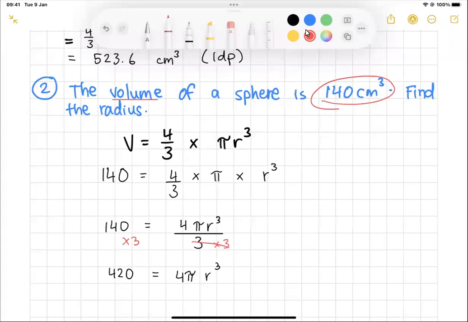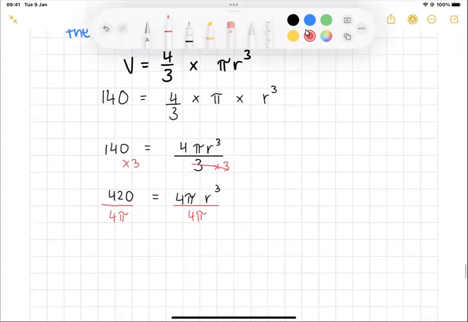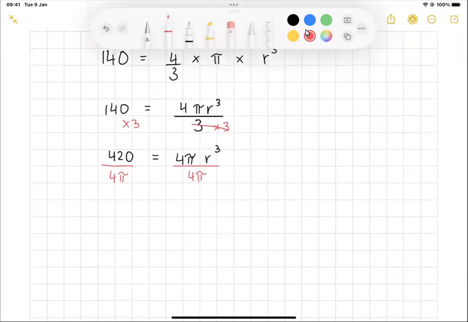Now, how do I get rid of the 4 pi? You need to divide, because that's the opposite of multiplication. Then these will cancel out, and what you would be left with is r cubed equals 420 over 4 pi.